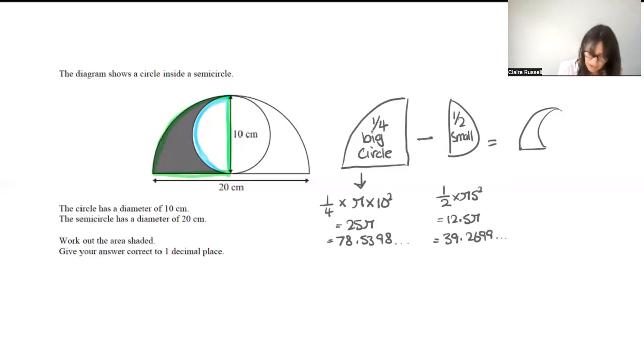Now, if I do that takeaway, it will give me 39.269, on it goes. I don't know if you spotted, but that is just half of that. And to one decimal place, we've got 39.3, and that will obviously be centimeters squared.